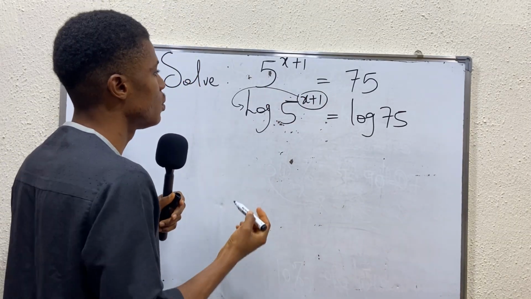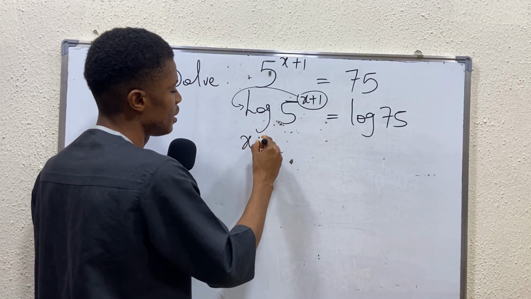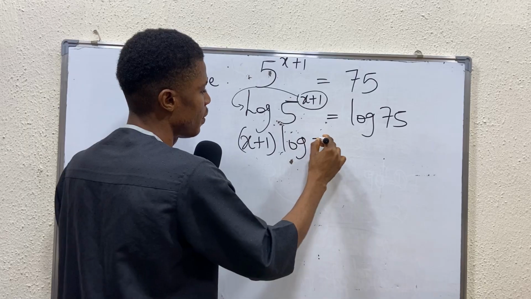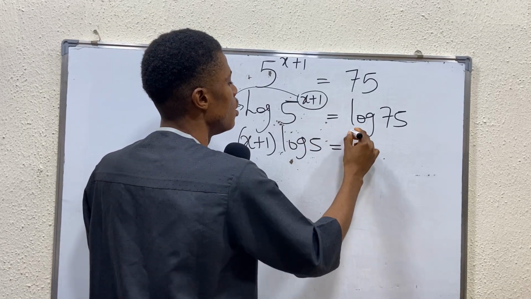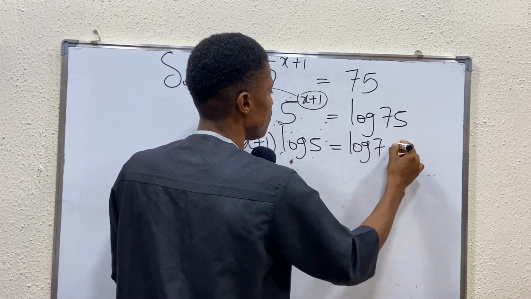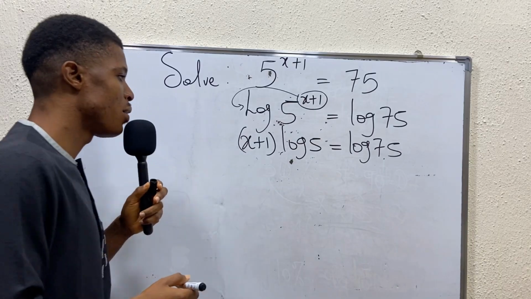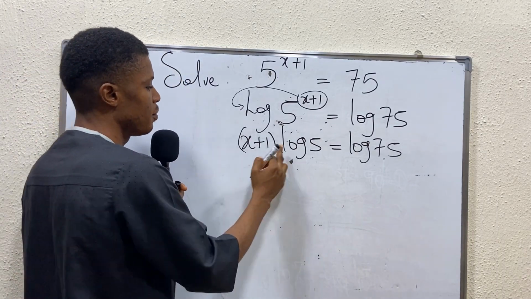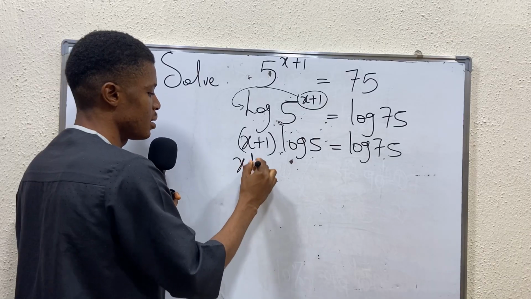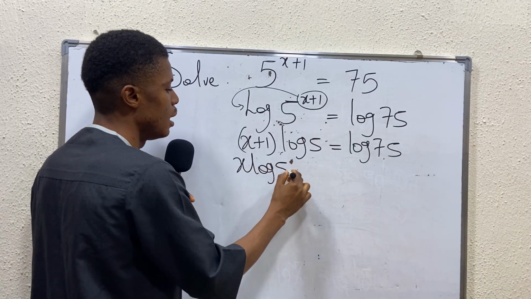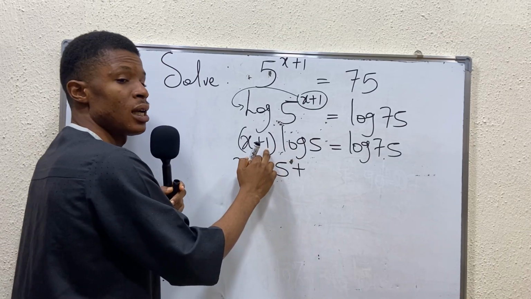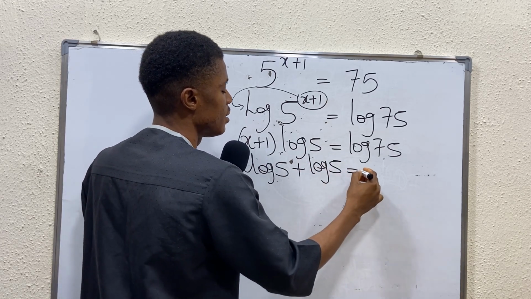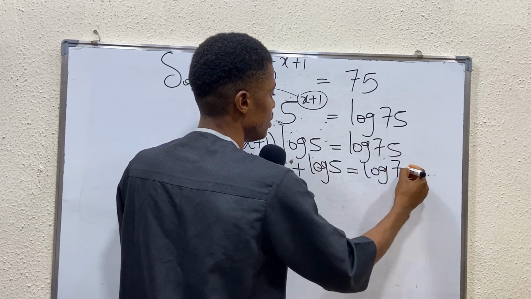So if you do the multiplication, you have x plus 1, which is the power, times log 5 is equal to log 75. Now we have to open up the bracket. So log 5 will times x, so we have x log 5. Then log 5 will also times 1, so we have just log 5. And that equals log 75.